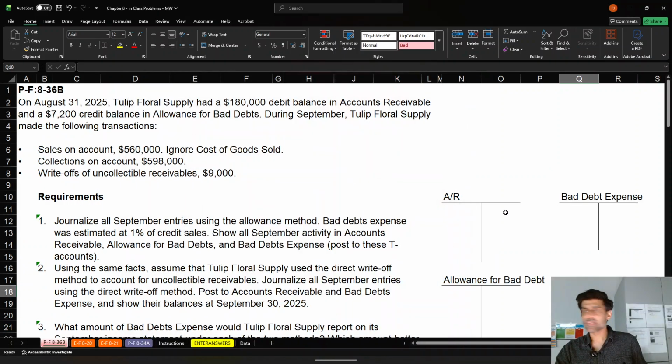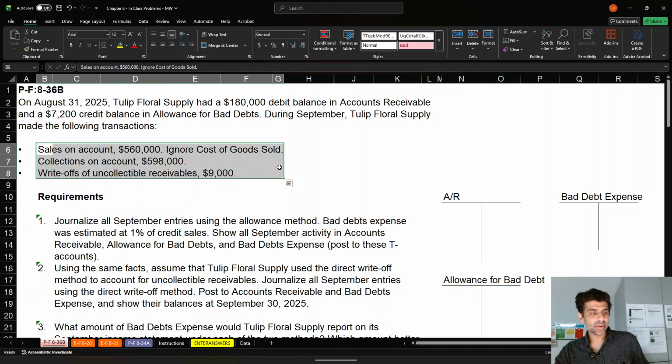Here's the setup for this question. It's giving you your starting balances for your period. It's giving you some information on what happened during the period, and then you're going to be asked to do an adjusting entry using this percentage of sales method.